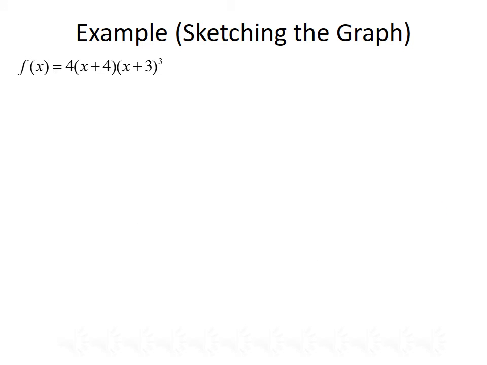So let's continue our example and put everything together to sketch our graph. So we had f of x equals 4 times x plus 4 times x plus 3. Let's start by looking at the end behavior. If we were to multiply the factors together, just looking at the first terms, we would have 4 times x cubed, which would give us 4x to the fourth. So our leading term is 4x to the fourth. The coefficient is positive, which means that the right-hand side goes up, and the degree is even, which means that the left-hand side will go up also. So we can see that our end behavior is going to be up, up.